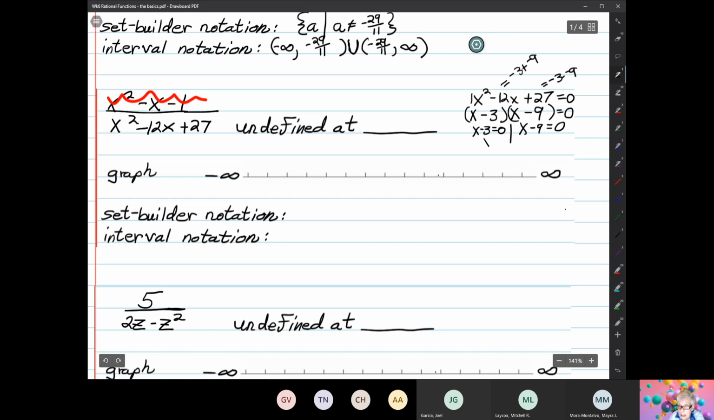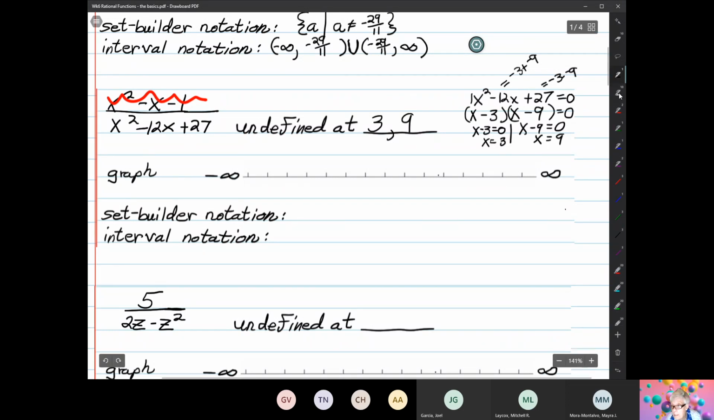I add 3 to both sides, so I get x equals positive 3. I add 9 to both sides, so I get x equals positive 9. And so, undefined at the numbers 3 and 9. Now, I have to find those numbers and take them out of the domain.